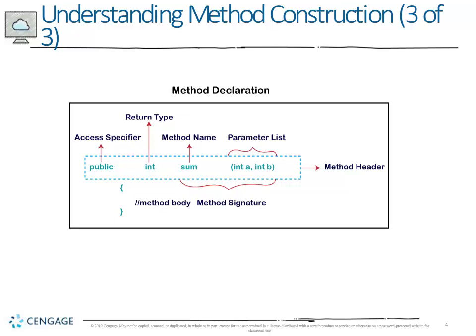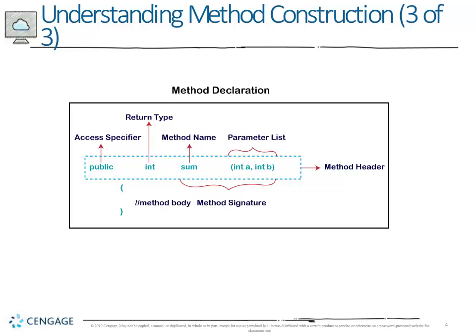Then we have the return type. The return type is the data type that the method returns. It may have a primitive data type like an integer or double, or we can also have an object, a collection, and we can also use void, etc. If the method doesn't return anything, we use the void keyword.